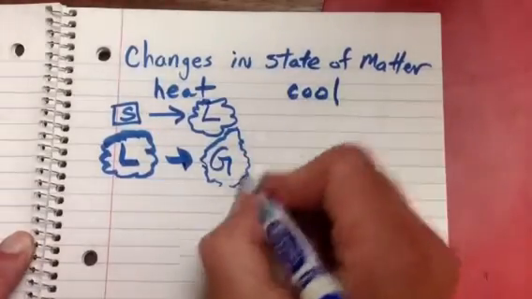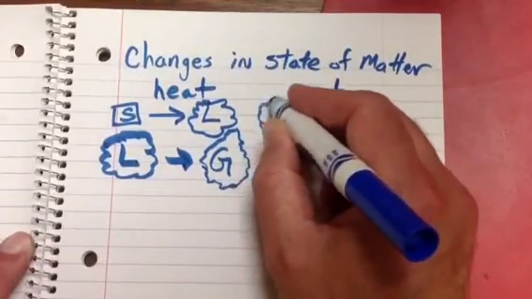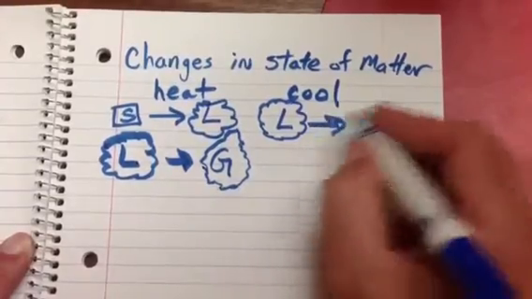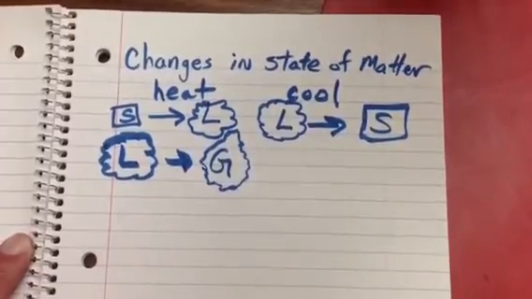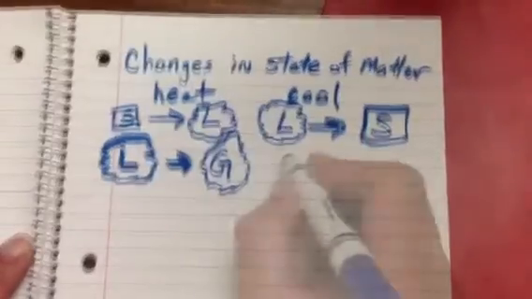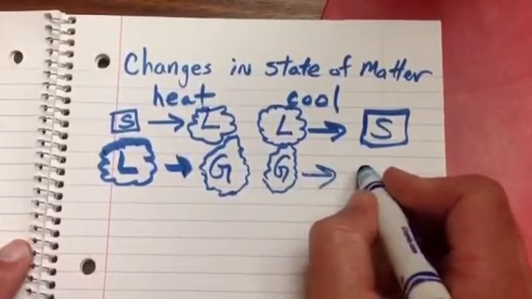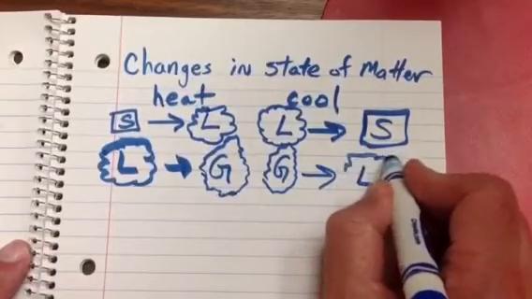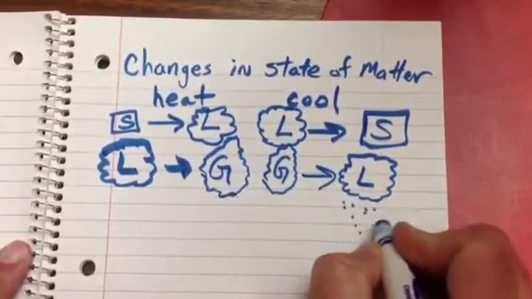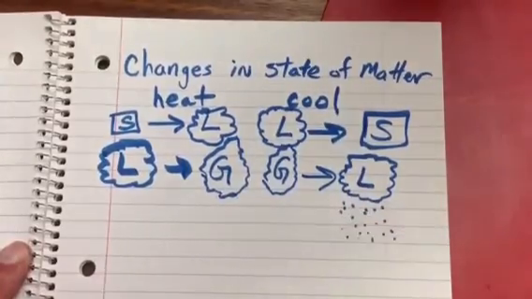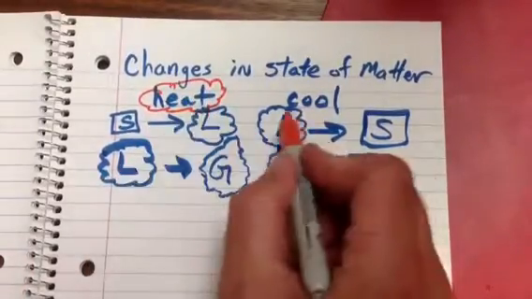On the other hand, some liquids, such as water, when we cool them down, like putting liquid water into the refrigerator, can become a solid again. And if we cool gases enough, the gas can turn back into a liquid. Usually that happens up in the clouds and falls back to the earth as rain. Changes in the states of matter happen for two reasons: by heating or by cooling.